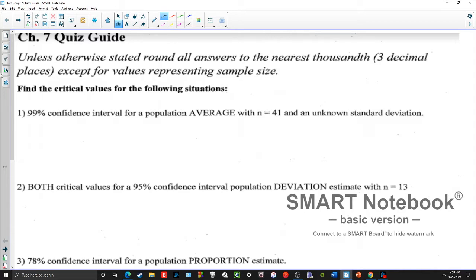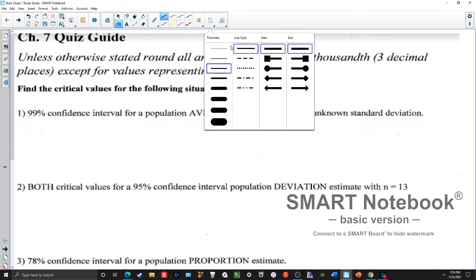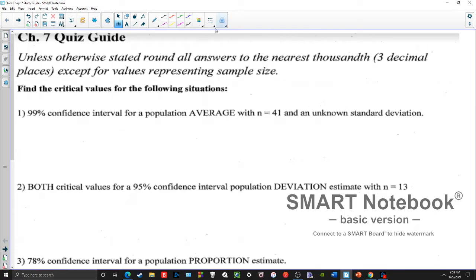So number one here says you're going to be using a 99% confidence level, and for a population average, your n is 41 and you have an unknown standard deviation. So if you do not know your standard deviation, or it should say it's an unknown population deviation, it should be a little bit more clear there. But since you don't know your standard deviation and you have to use your sample deviation, that means you're going to be left with doing a t-score.